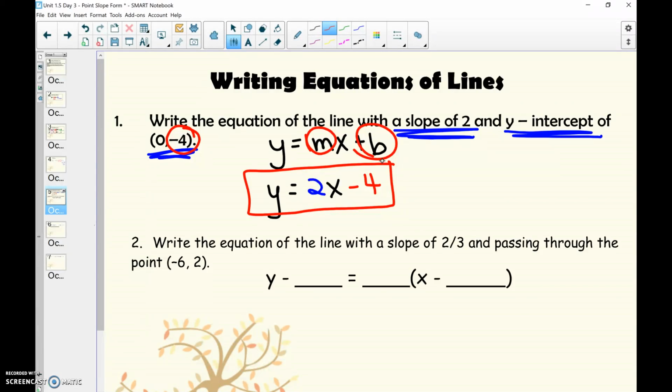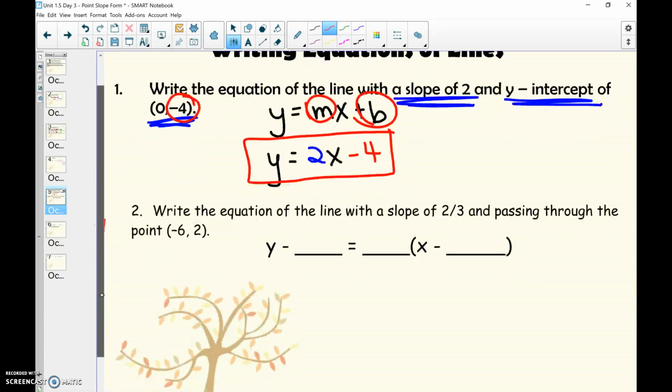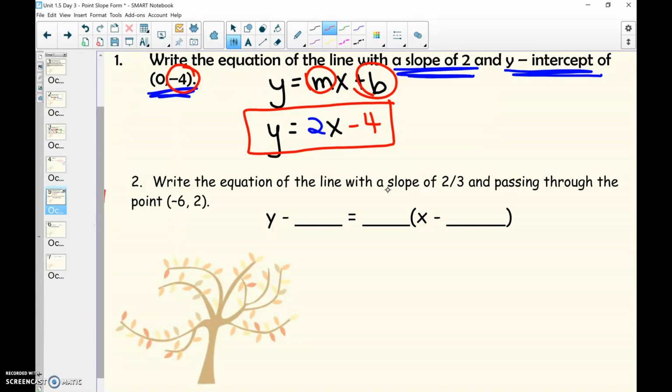So that one is kind of the easiest possible thing you could get. Not really likely to find, but that's what you would ideally like to see. Now if we take a look at number 2, let's compare with that one. We are told that we have a slope of 2/3, so we already know our slope, which is nice. And it's passing through the point -6, 2. So I know at some point this graph is going to hit that point. Is that point a y-intercept though?